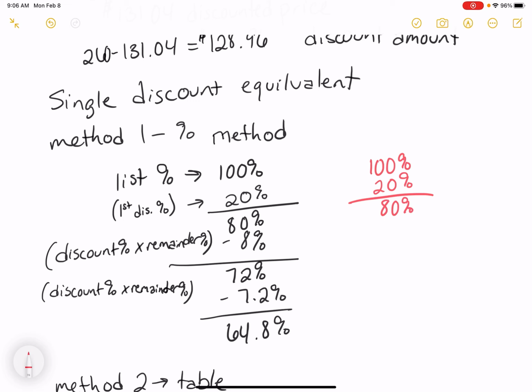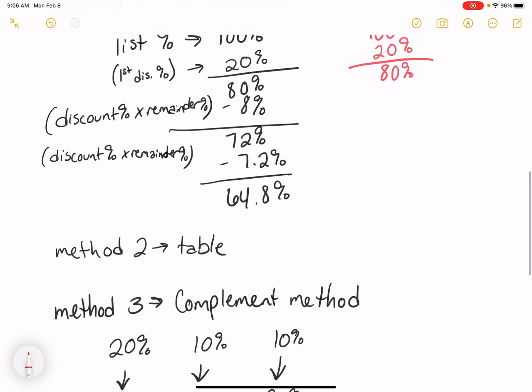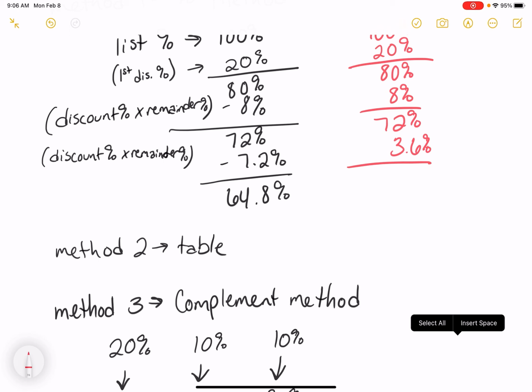Then 10, okay? Then we're going to do the discount percentage times the remainder. So we have 10% of 80%. How much is that? 8%. So I'm left with 72%. And then the last percentage is 5%. So we're going to take 5% of 72%. 3.6%, yeah, 3.6%. So my single discount equivalent is 68.4%.